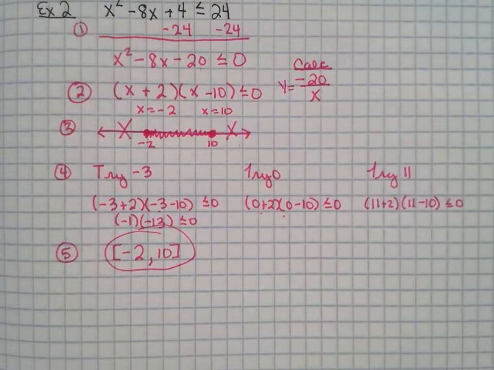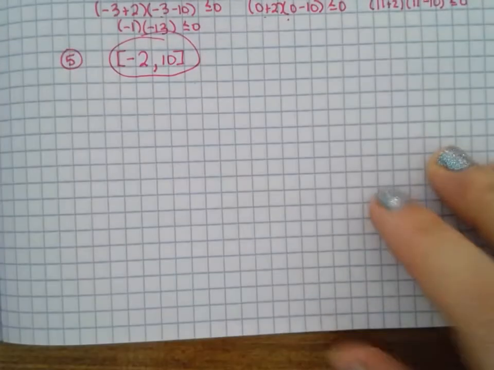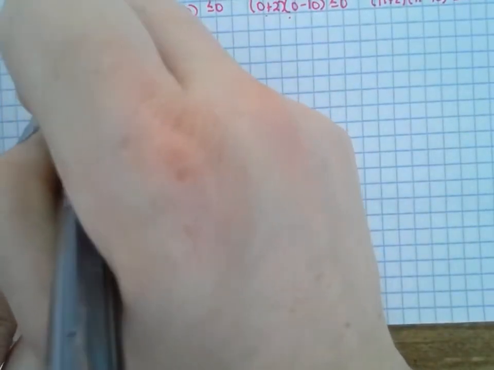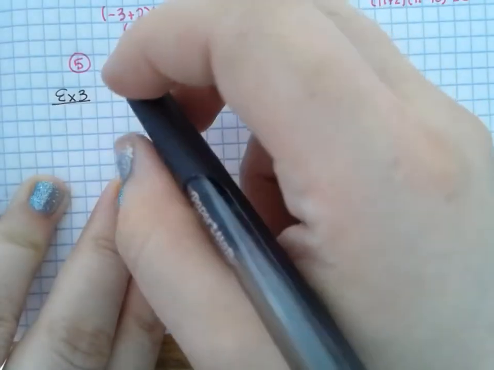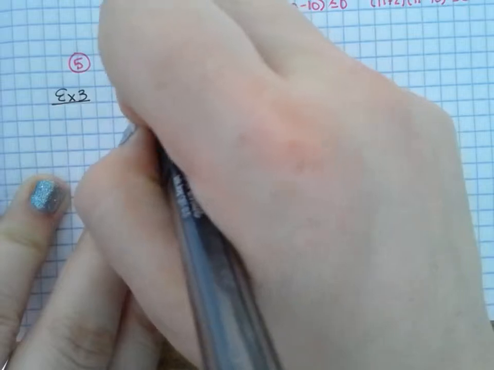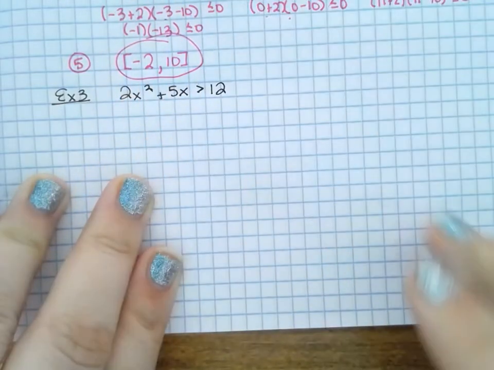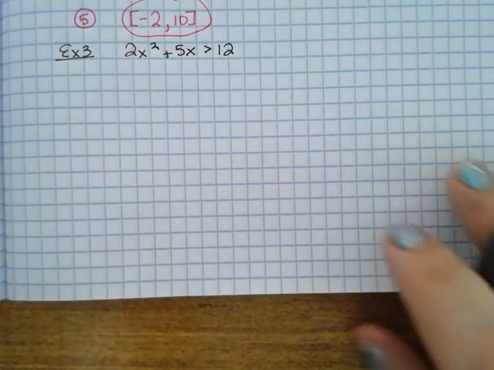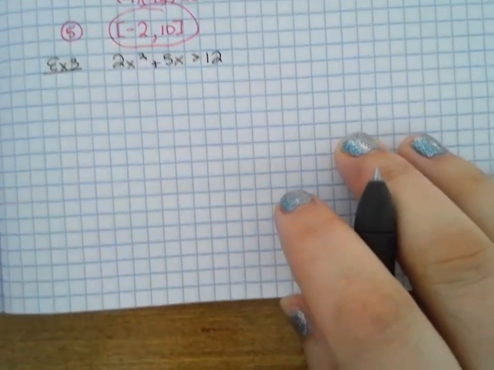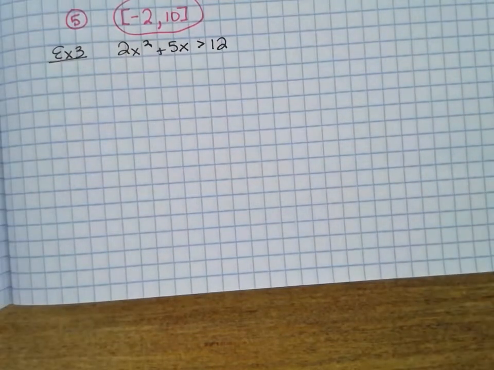All right. This is all you. I want you to try this example. Get as far as you can. We will go over it, but I want you to get as far as you can and see where the questions start. Example 3. 2x squared plus 5x is greater than 12. What do you have to do first? Move everything to the left. You're going to have to subtract a 12 first, okay? So don't skip that step. Get as far as you can. Pencils down when you're done.